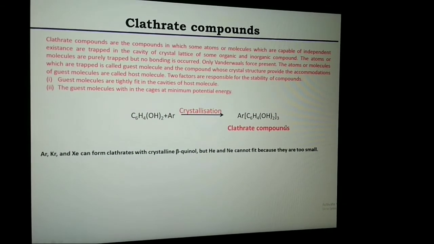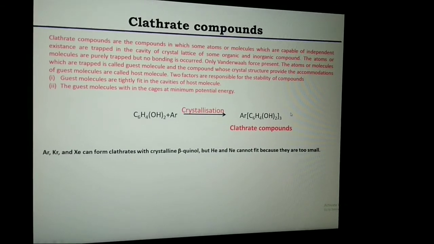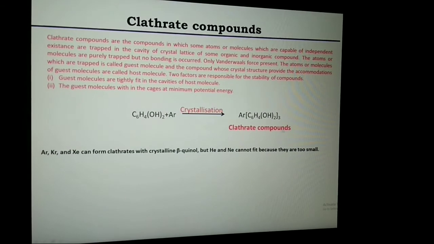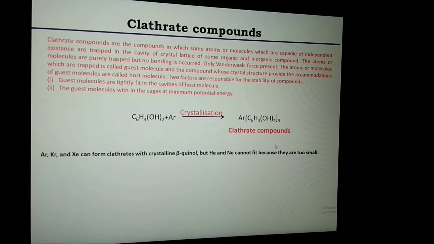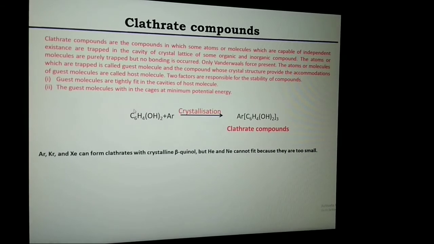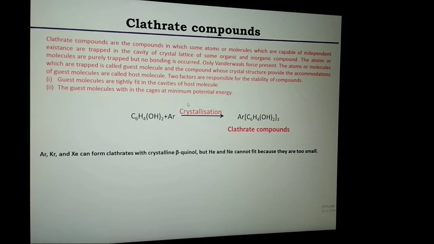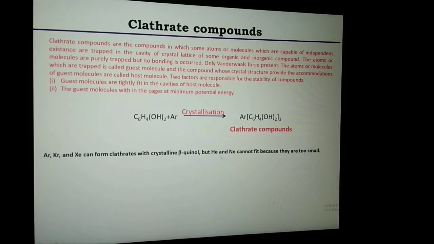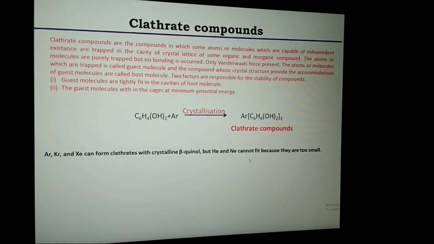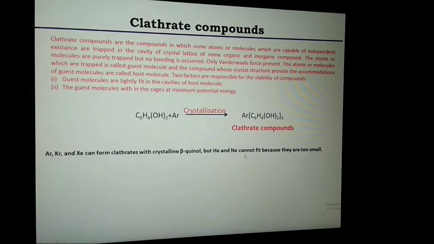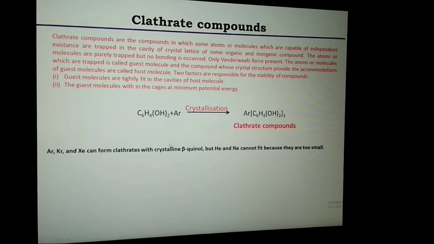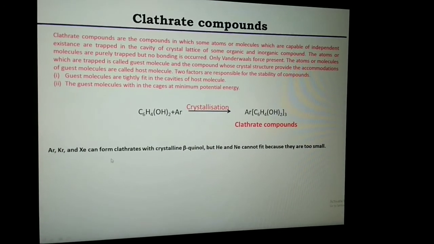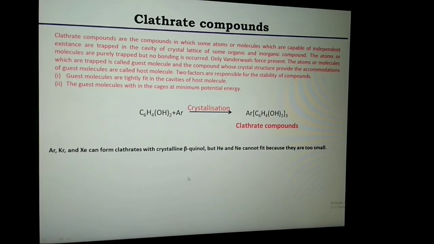There are two factors responsible for the stability of the compound. One factor is that guest molecules are tightly fitted in the cavity of the host molecule, and the second point, the guest molecules in the cages are at minimum potential energy. Here also an important note: helium and neon cannot form clathrate compounds because the sizes of helium and neon are too small, whereas argon, krypton and xenon can form clathrate compounds.